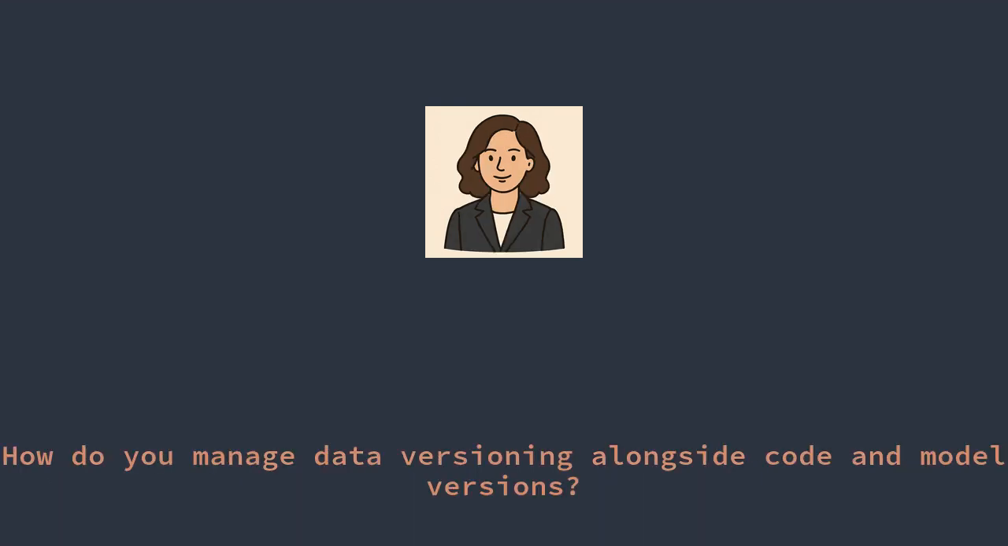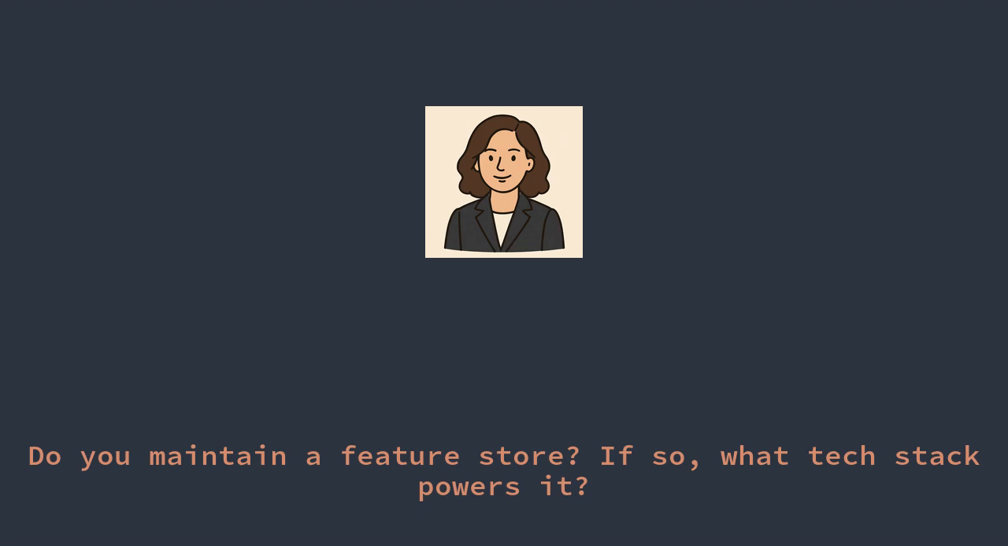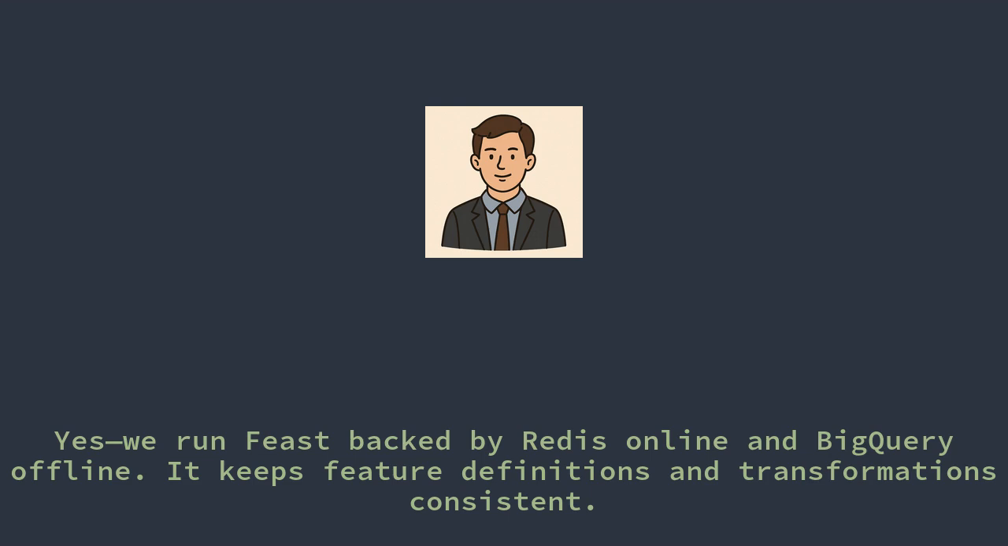How do you manage data versioning alongside code and model versions? We use DVC to snapshot raw and processed datasets. Training scripts pull data via a commit hash, so results are reproducible. Do you maintain a feature store? If so, what tech stack powers it? Yes, we run Feast backed by Redis online and BigQuery offline. It keeps feature definitions and transformations consistent.